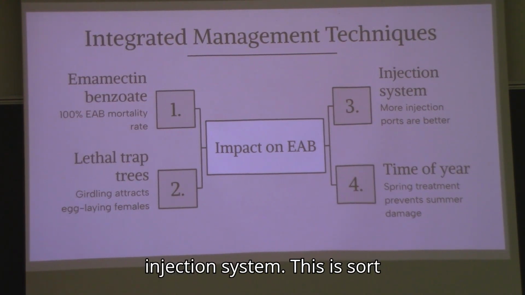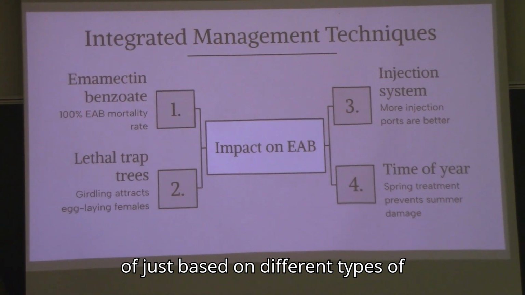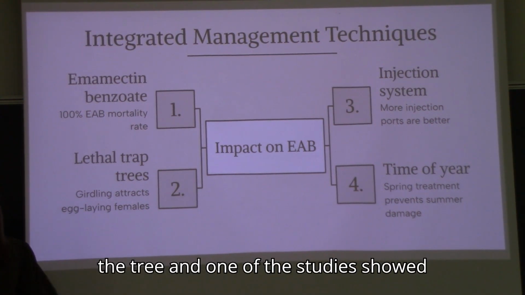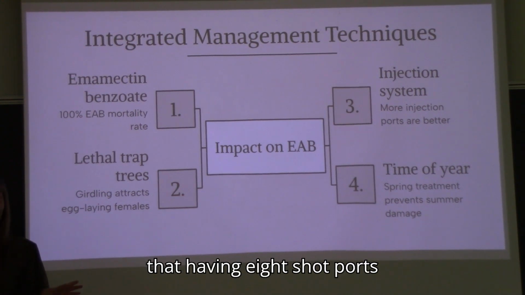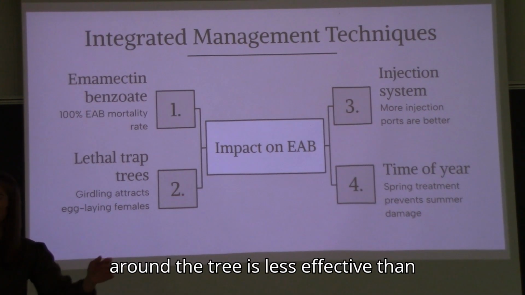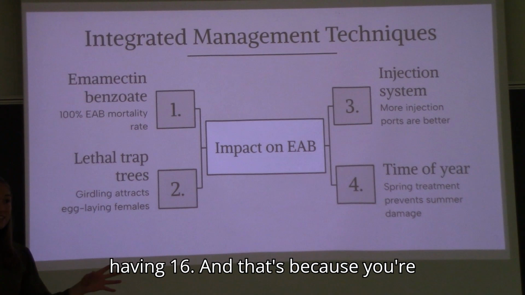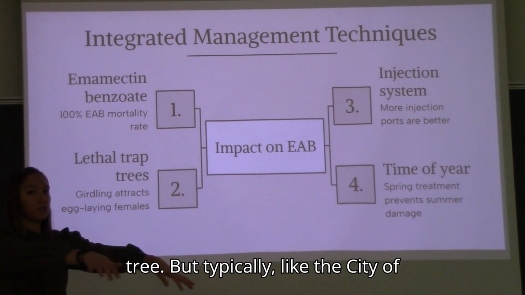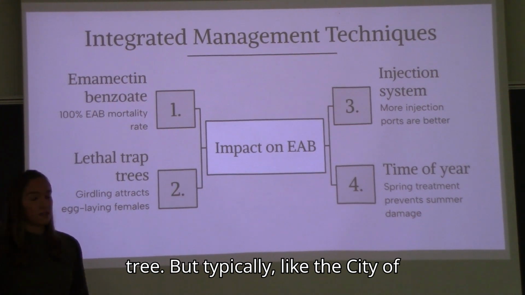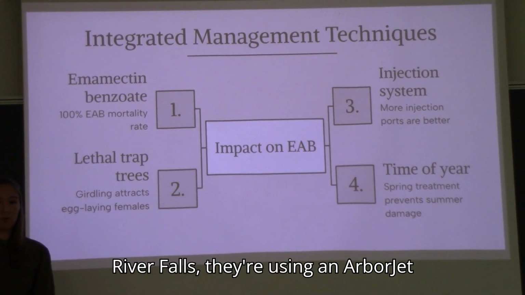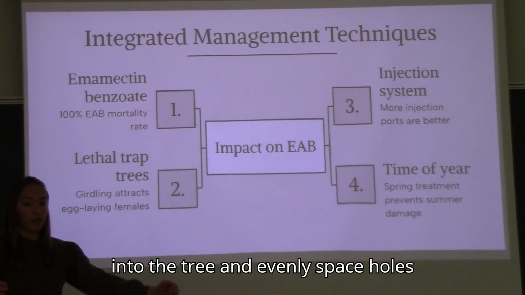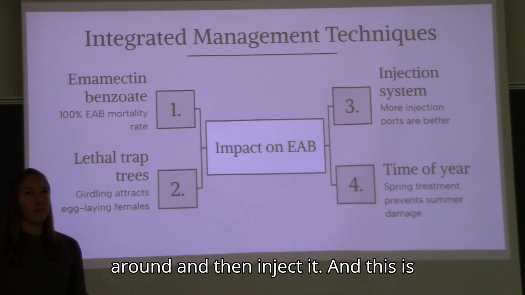The injection system, this is sort of just based on different types of injection systems. A lot of times it could just be a direct shot into the tree. And one of the studies showed that having 8 shot ports around the tree is less effective than having 16, because you're dispersing treatments further around the tree. But typically, like the city of River Falls, they're using an Arborjet equipment system that you have to drill into the tree in evenly spaced holes around and then inject it.